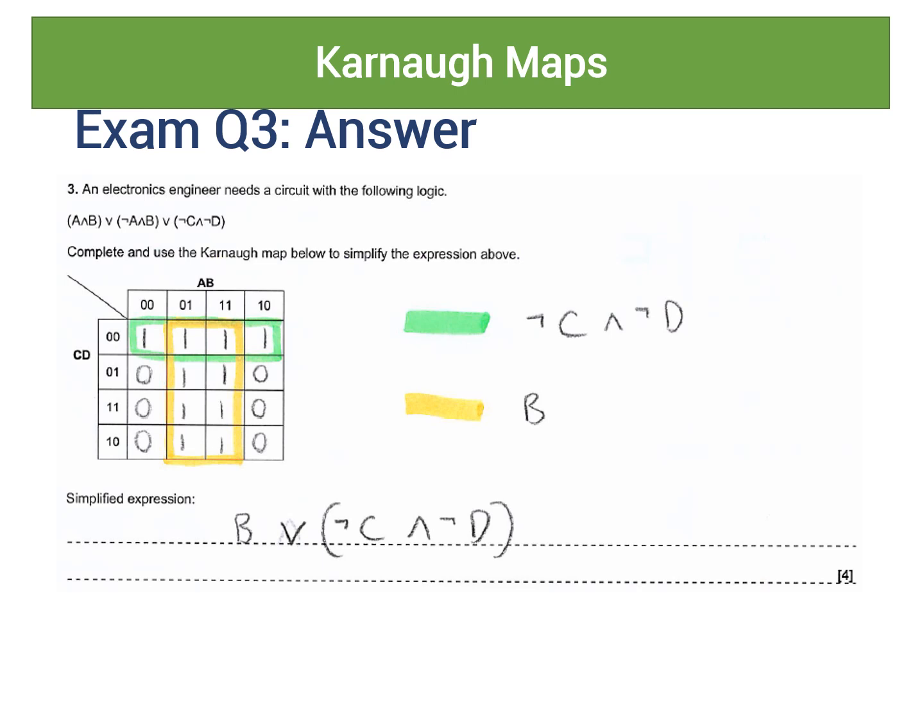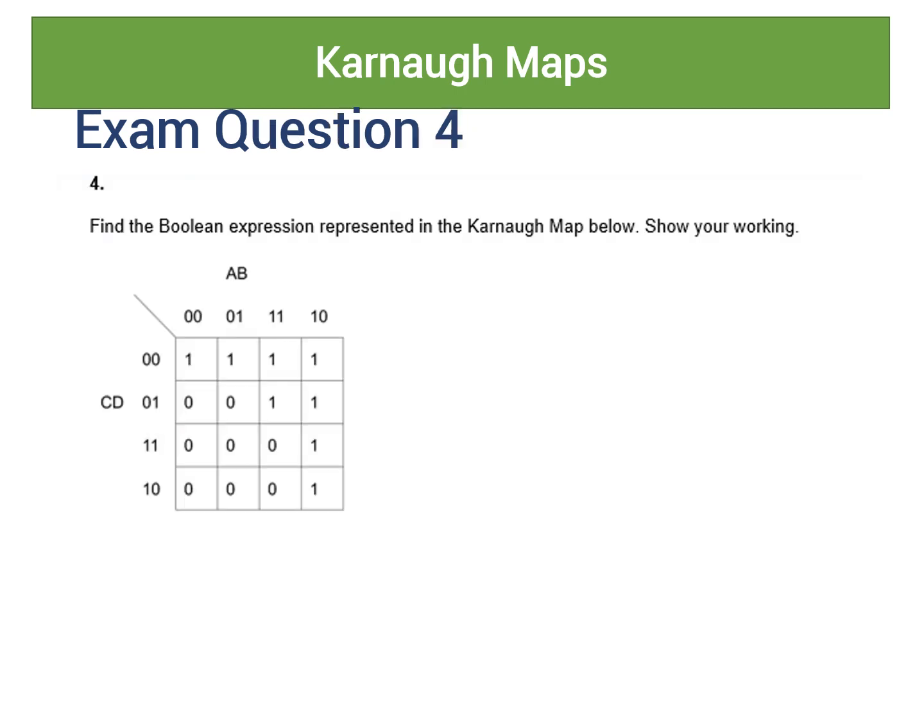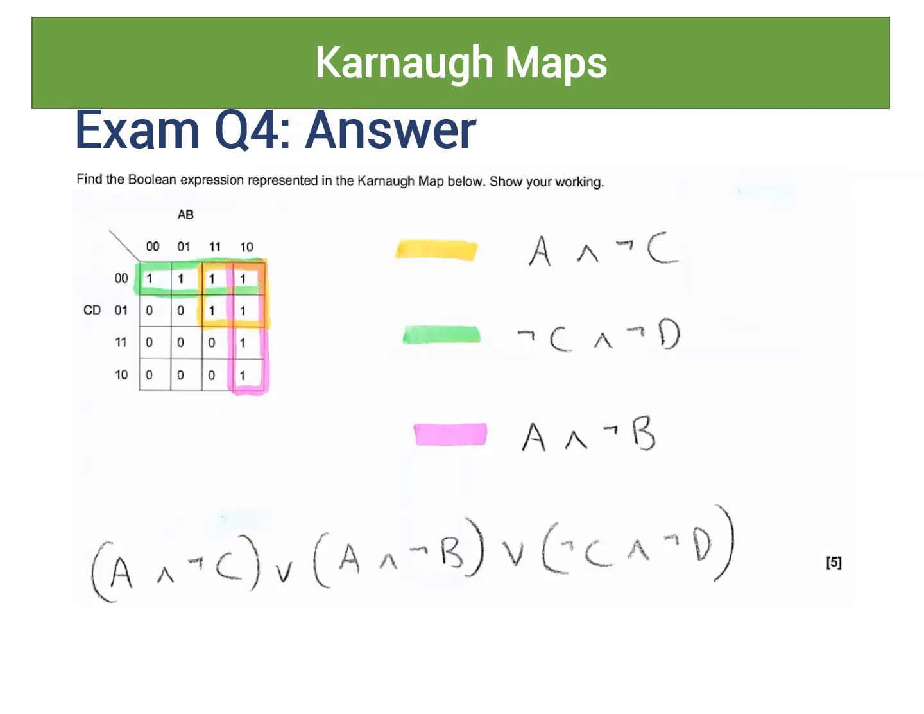Notice how we've used brackets just to help us to highlight these sections. Here's the final question. Find the Boolean expression represented by the Karnaugh map. We can actually find 3 groupings here. A and not C and not D, A and not B, and put those together with ORs.